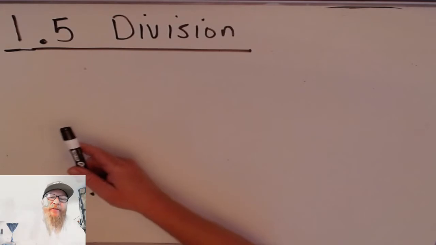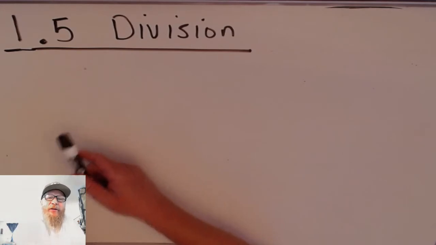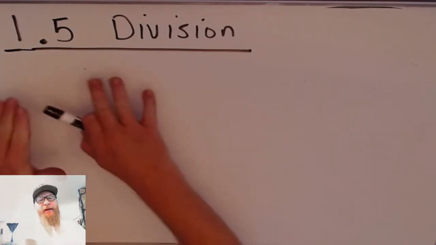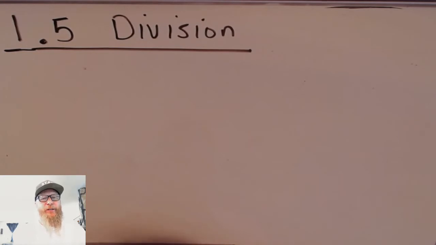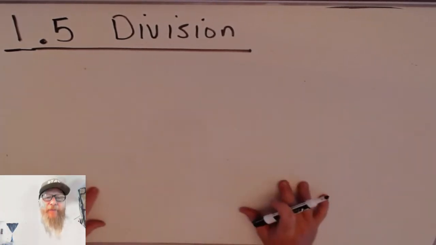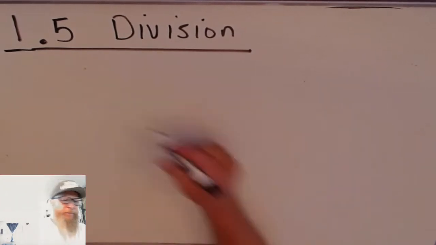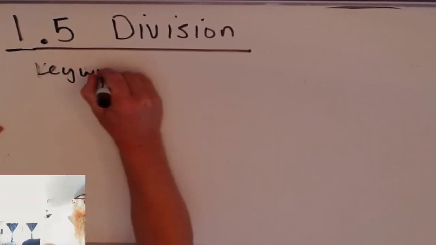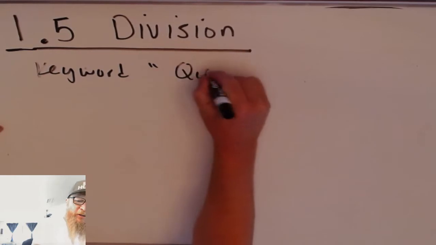We had some technical difficulties in the last videos, so I had to cut it off, and I'm just going to continue it here. So division is the next part of the last video, and this will now finally be the end of chapter 1. The keyword in this section is quotient.